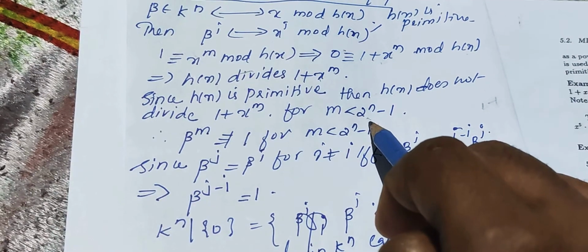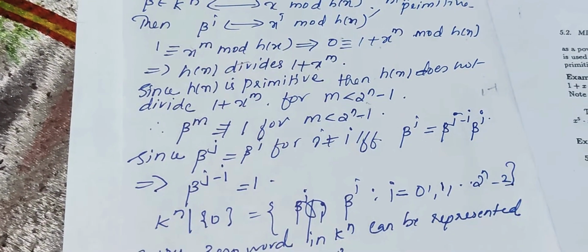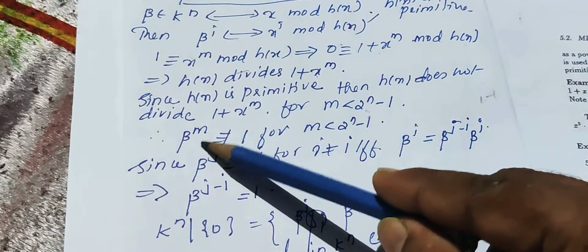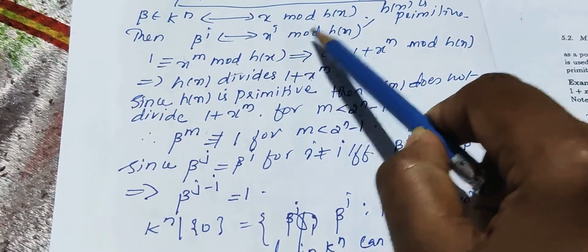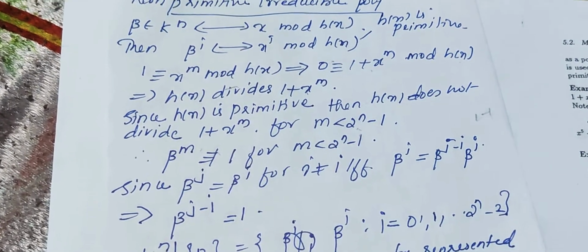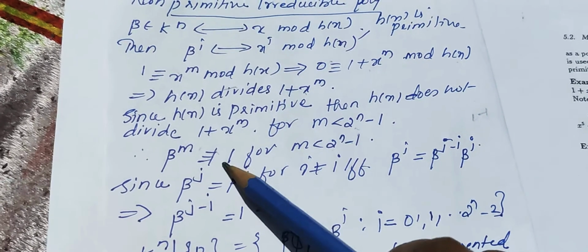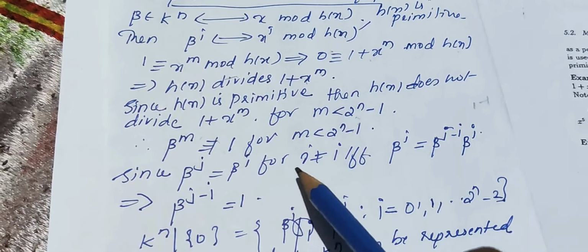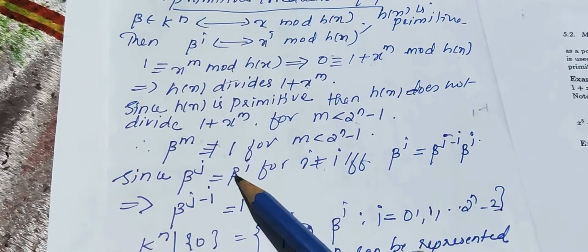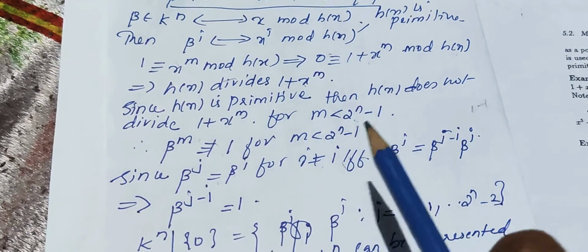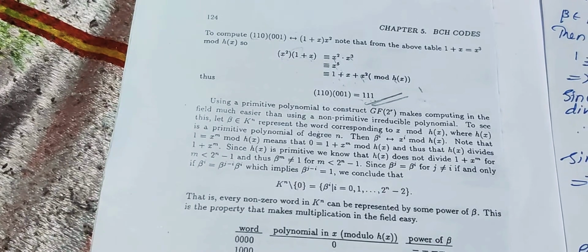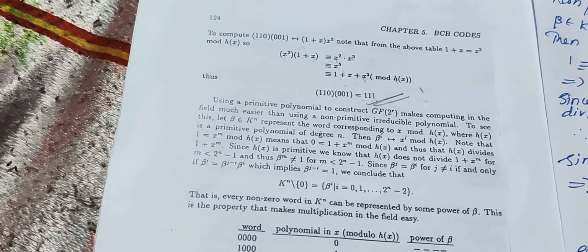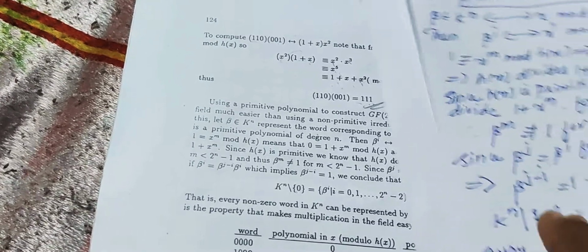So for m less than 2 raised to n minus 1, h of x doesn't divide 1 plus x raised to m. In that case, what will beta raised to m be? Beta raised to I is congruent to x raised to I mod h of x, so beta raised to m is not congruent to 1 for m less than 2 raised to n minus 1. Then for I not equal to j, beta j and beta I are equal if and only if beta I can be represented as beta j minus I into beta I, that means beta raised to j minus I equal to 1. Okay, so we can conclude this.